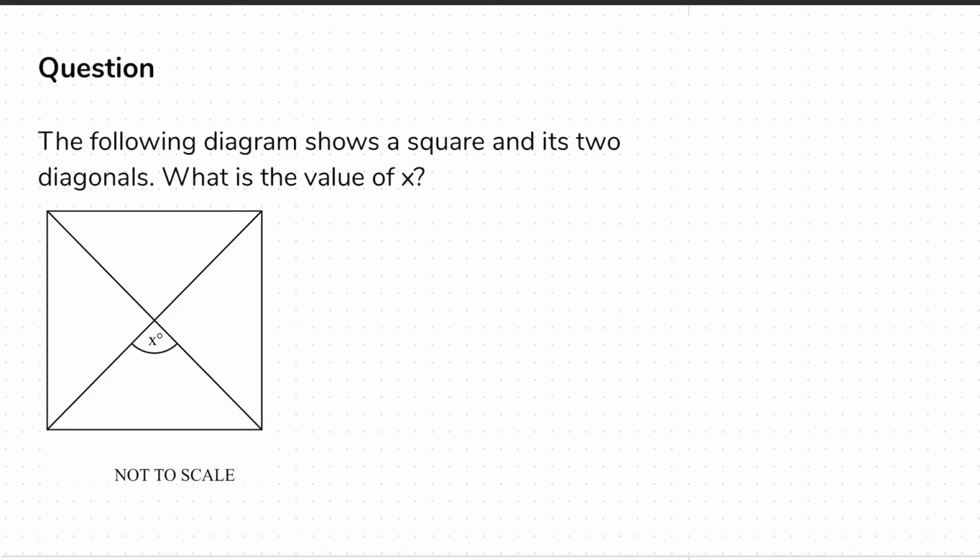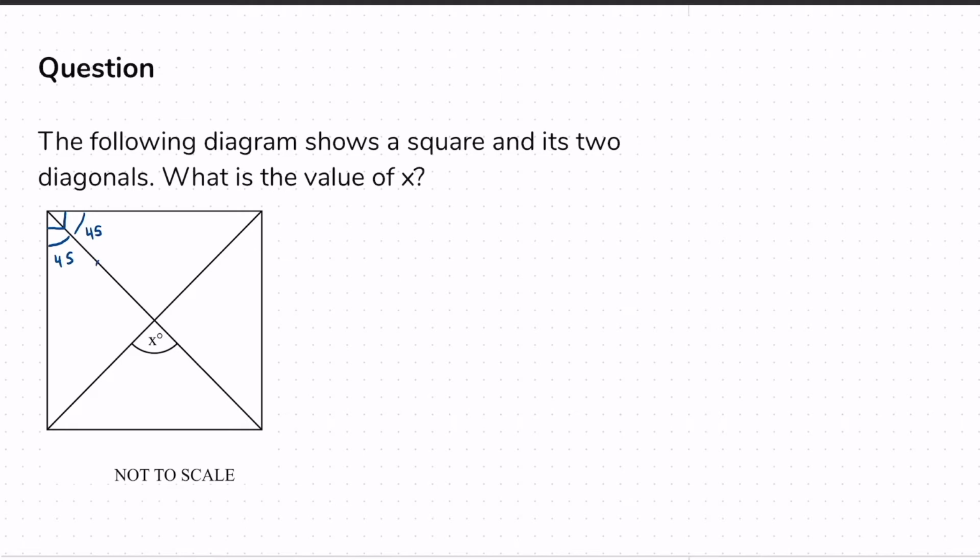Now in this instance we're given a square, and it's been cut in half twice in two different ways with diagonals. And it's asking what is the value of x. So I know that at each of the corners of a square, I've got a 90-degree angle. So what happens if I were to cut that in half? Well, each side would become 45 degrees.